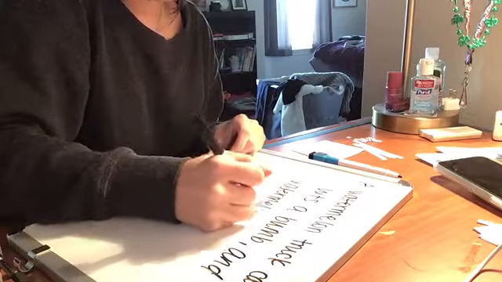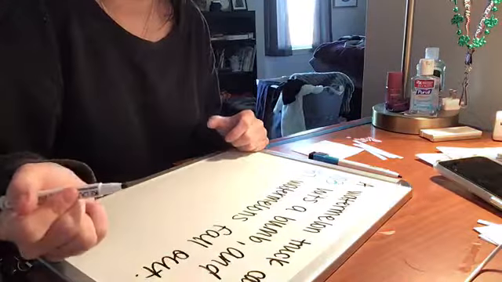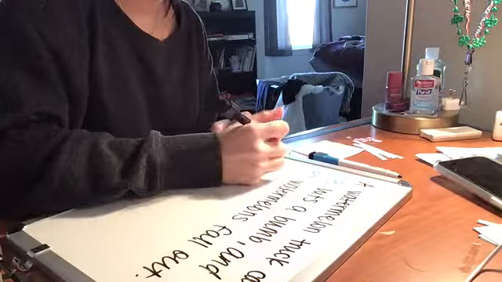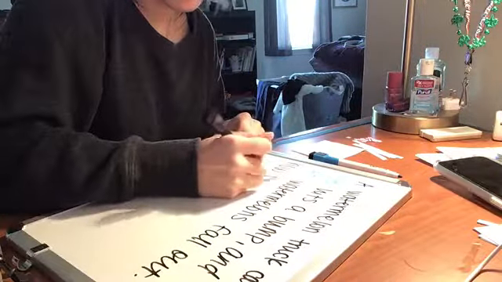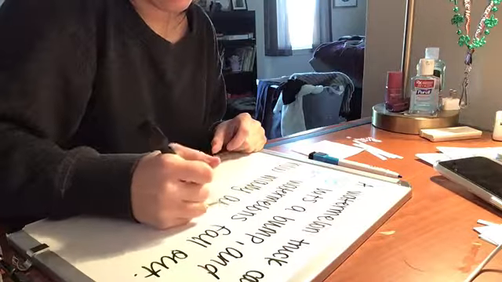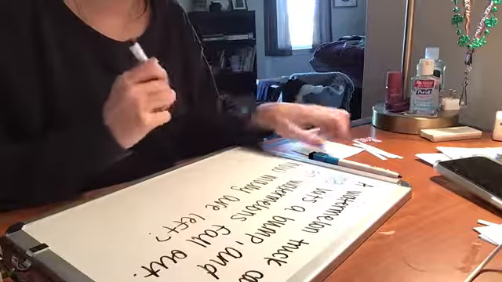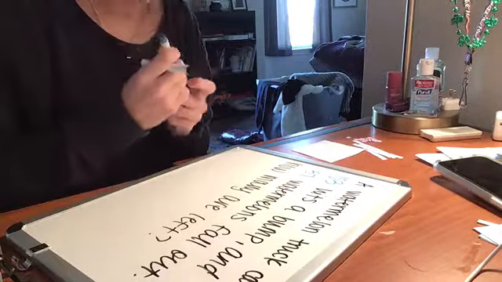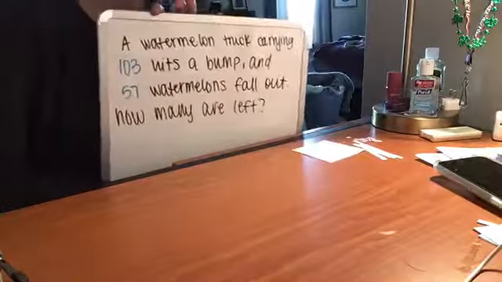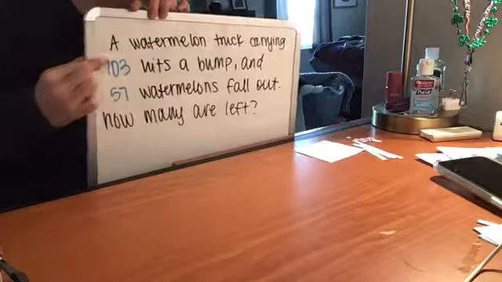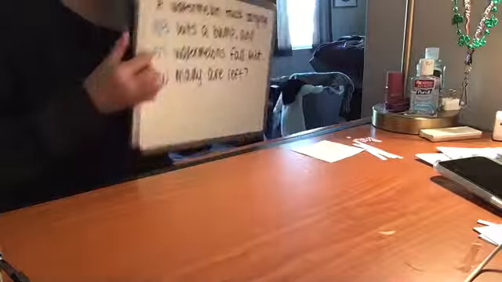So we started out with 103 watermelons, but then we hit the bump and 57 watermelons fell out of our truck. So what we're trying to figure out is how many watermelons do we have left? When you see questions like this that are asking how many are left, how many do you have after, those are going to be subtraction problems. So this is our word problem. A watermelon truck carrying 103 watermelons hits a bump and 57 watermelons fall out. So how many do we have left?